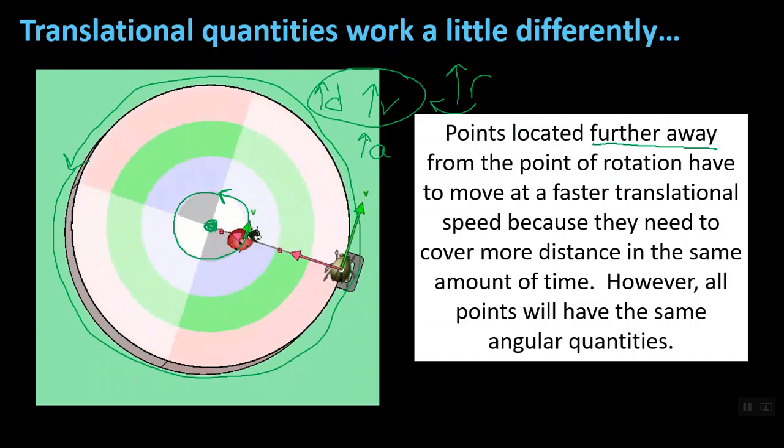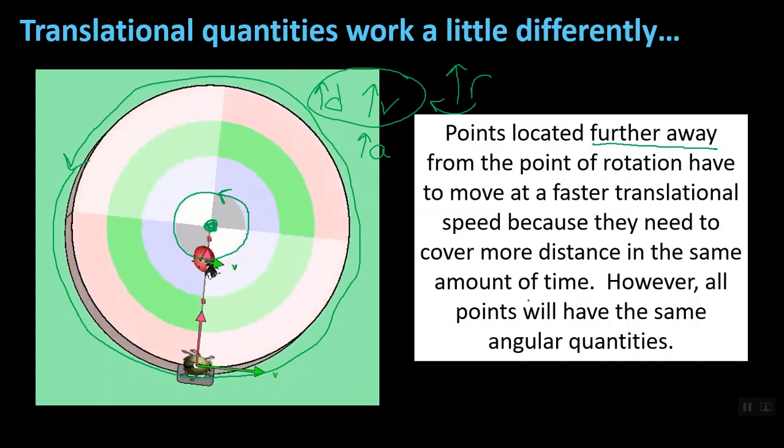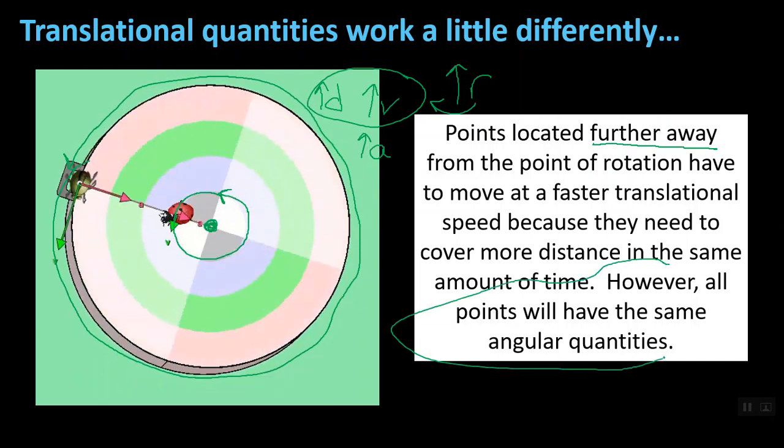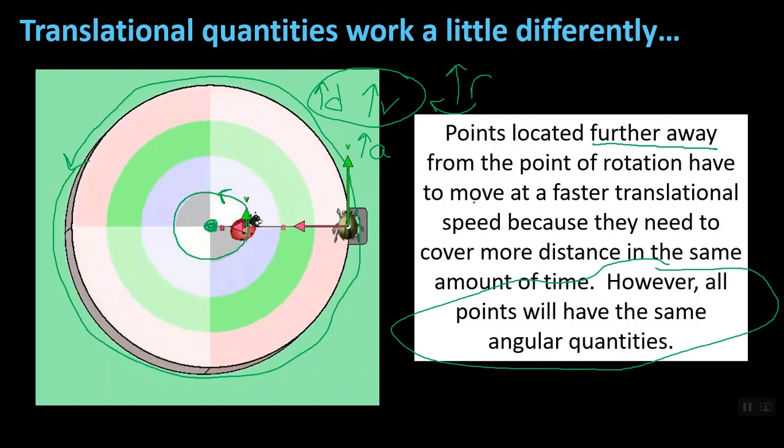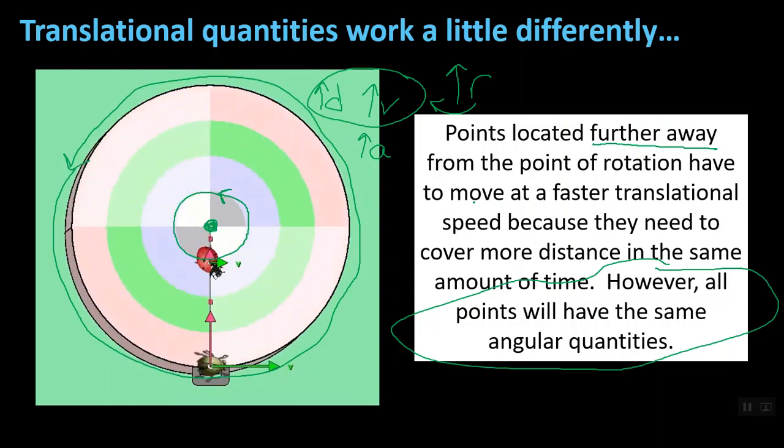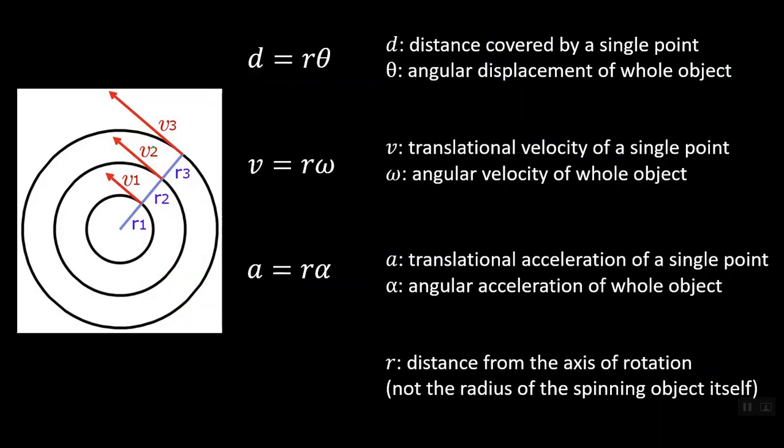But again, just to remind you, all the points will have the same angular quantities, but the translational quantities are radius dependent. And there actually is a directly proportional relationship between your distance from the center of the rotating object and these translational quantities. So if we have a point on this spinning object at R1, it is going to have a translational speed of V1. If we have twice the radius, we're going to have twice the velocity, 3 times the radius, 3 times the velocity.